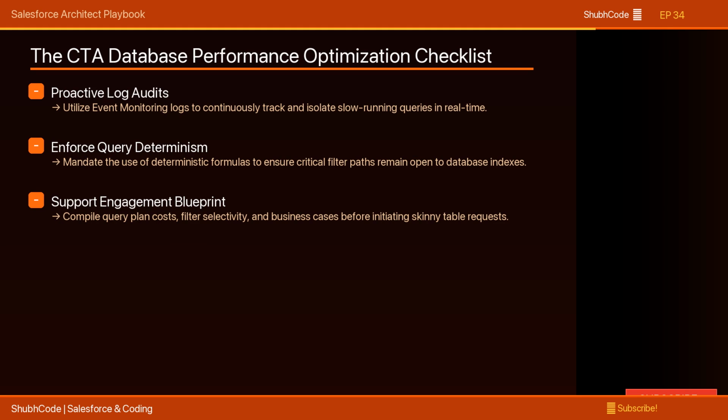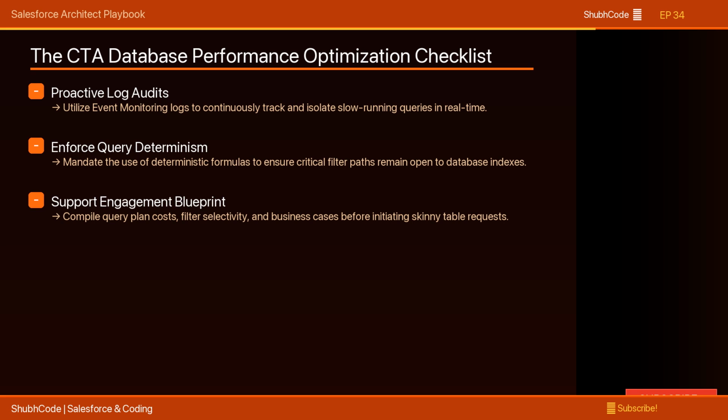To wrap up our masterclass, let us establish a bulletproof checklist for database performance tuning that you can implement in your org today. First, proactively monitor your high-volume objects using the event monitoring log files to identify slow-running SOQL queries before they impact end users. Second, always use the Developer Console's Query Plan tool to analyze the cost of your queries, and verify if your custom indexes are actually being used by the optimizer.